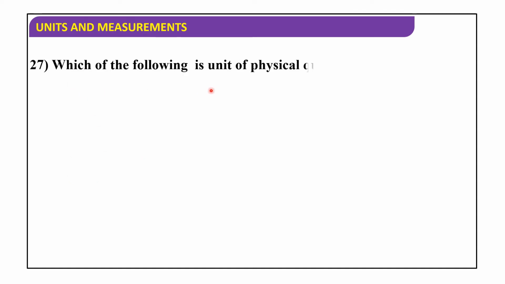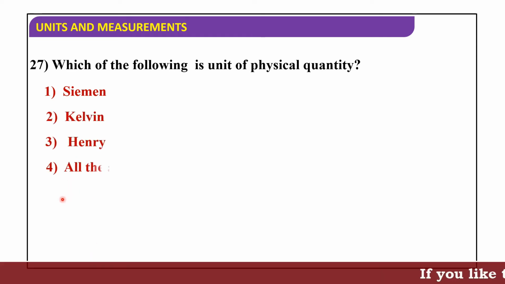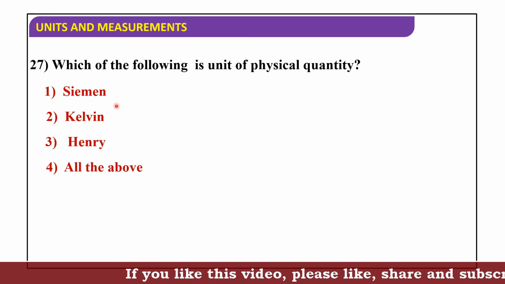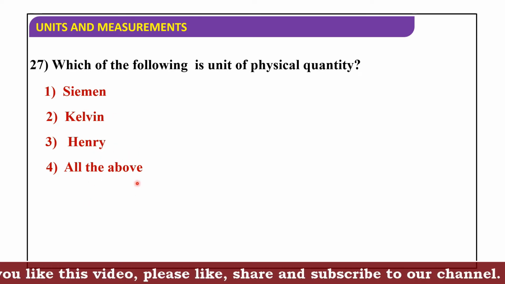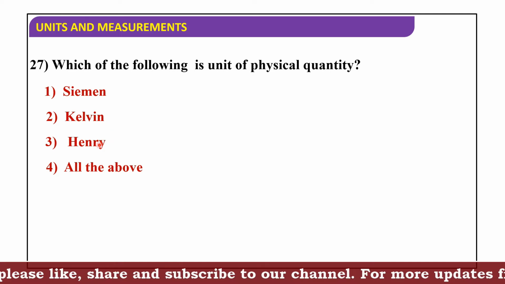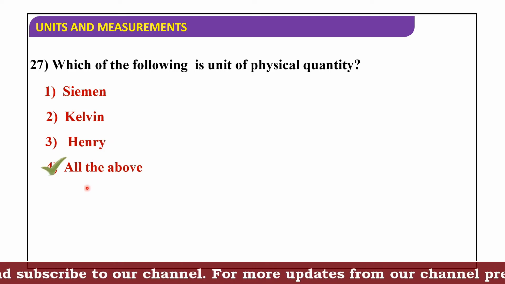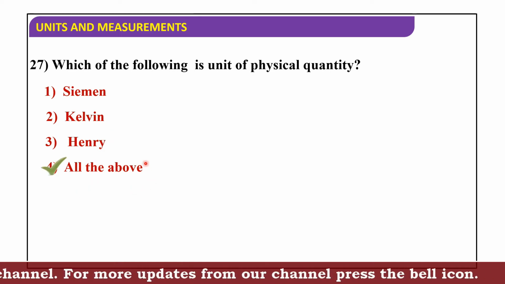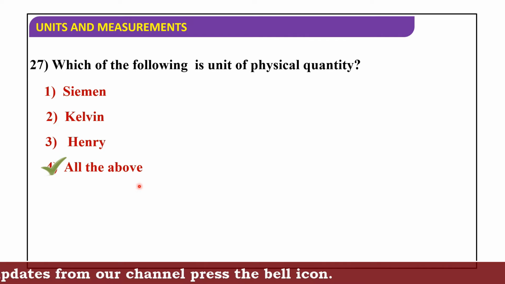Which of the following is a unit of physical quantity? Siemens, Kelvin, Henry, all the above. So here Siemens, Kelvin, Henry, all the above. These are the units of physical quantity. All these are the units of physical quantity.